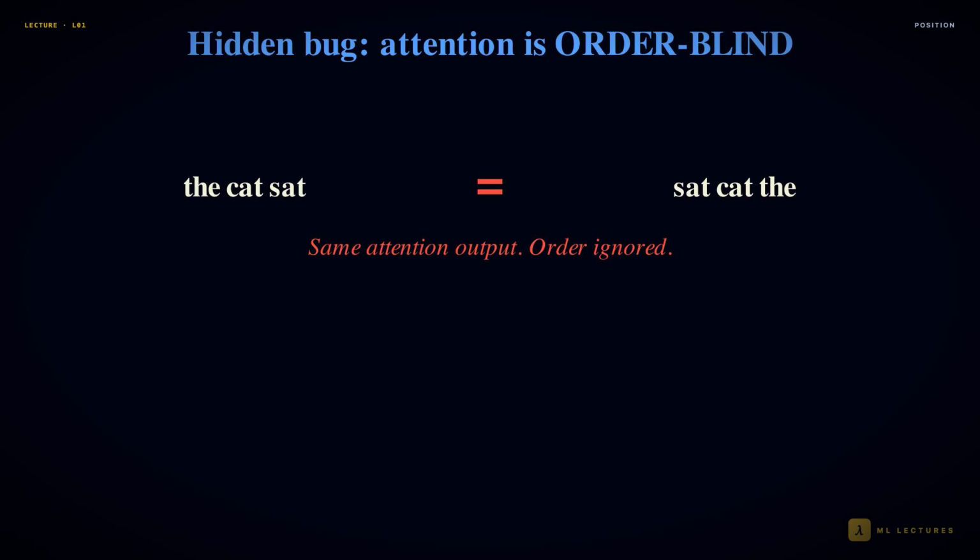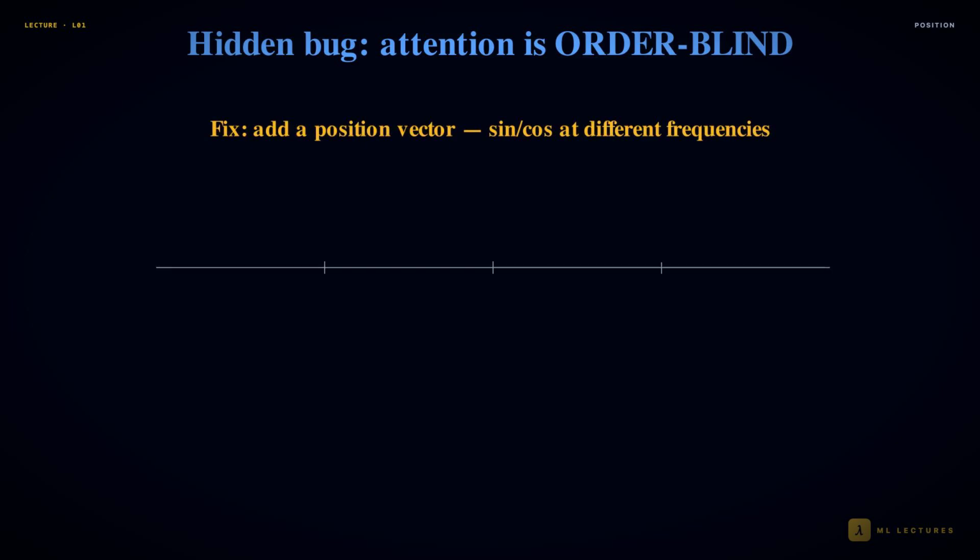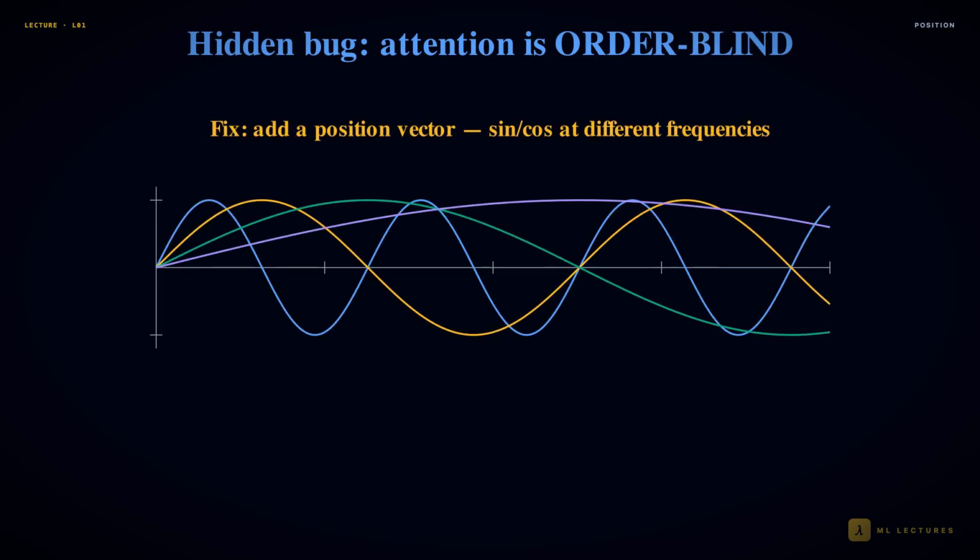Obviously, that breaks language. The dog bit the man versus the man bit the dog. Same words, opposite meaning. So you need to inject position. The fix in 2017? Positional encoding. Add a unique vector to every token embedding based on its position. Use sines and cosines at different frequencies. Position 1 gets one pattern, position 2 another, position 100 completely distinct. The token embedding plus position vector now carries both what the word is and where it sits.